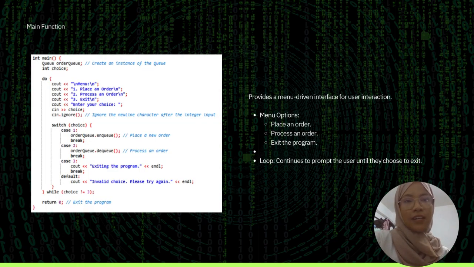For this slide, the coding is the main function. The coding provides a menu-driven interface for user interaction, where menu options are to place an order, process an order, and also exit the program. This coding has a loop. The loop continues to prompt the user until they choose to exit.